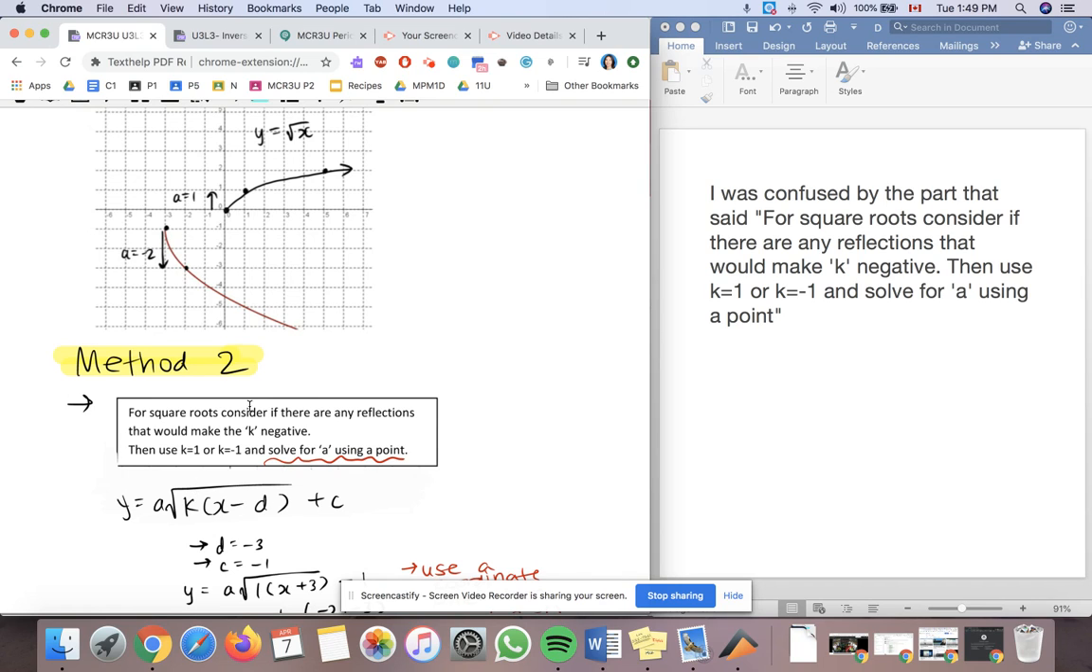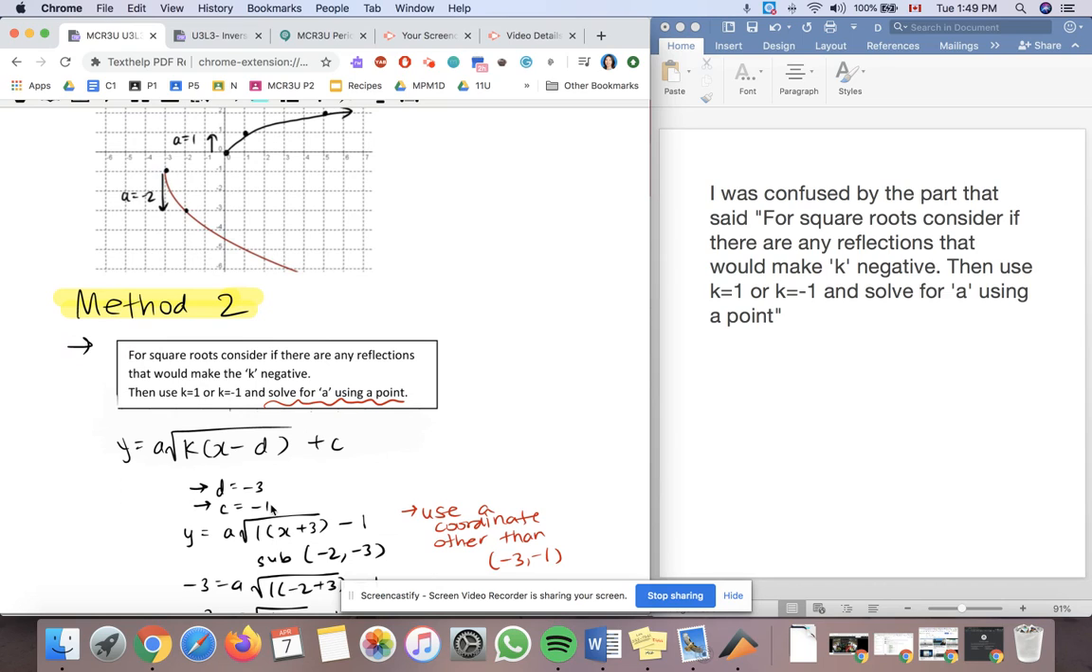And then we have a d value of, well, it went left by 3. So d is equal to -3. We're going to plug that in. And for c, it is going down 1. So c is equal to -1. And we plug it into the respective formula accordingly.